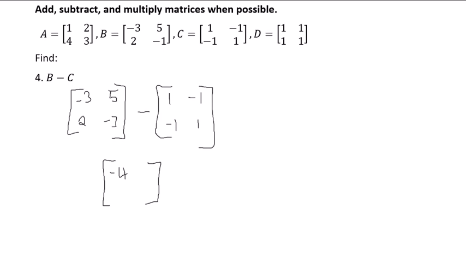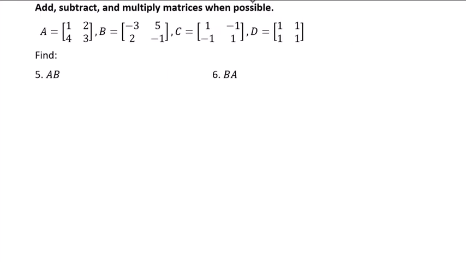Now we're going to do the top right in each, which is row 1, column 2. 5 minus a -1. So that's 5 plus 1, which gives us 6. 2 minus a -1. So 2 plus 1 gives us 3. And -1 minus 1. So this is -2. And that's what subtraction looks like with matrices.